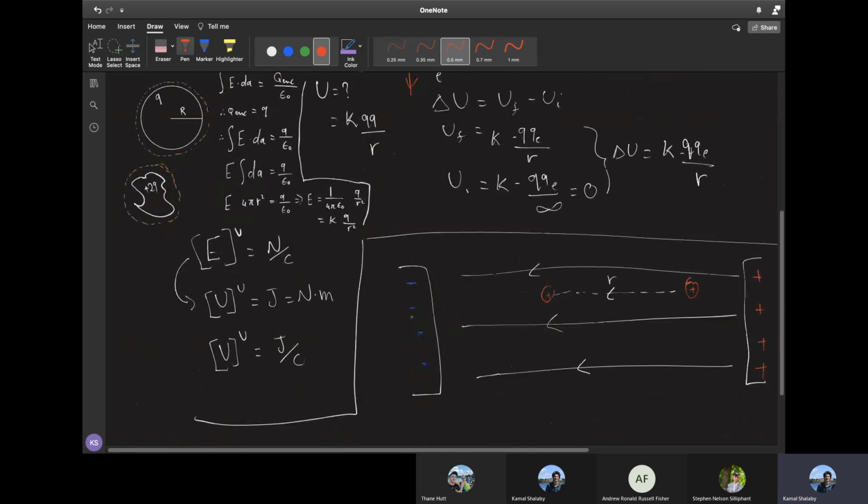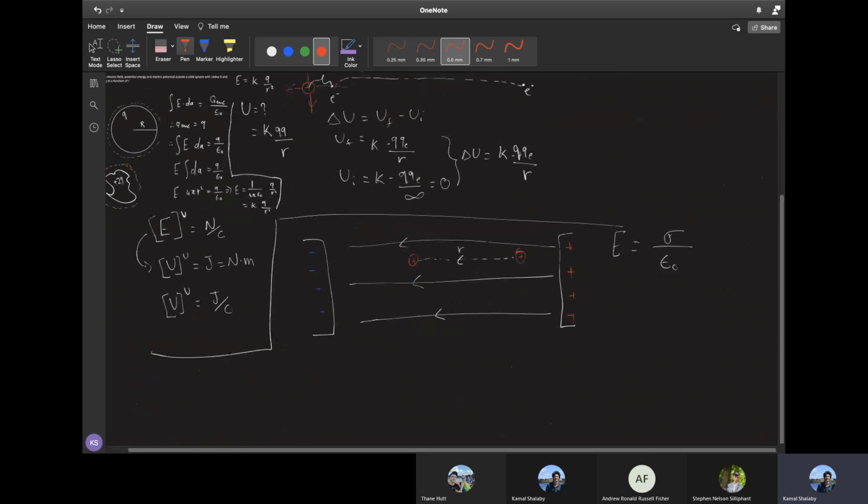So since the change in the electric field is just zero, you're not doing any work. So the change in potential energy is just going to be zero. You didn't go against or with the electric field because the electric field is just as it is.